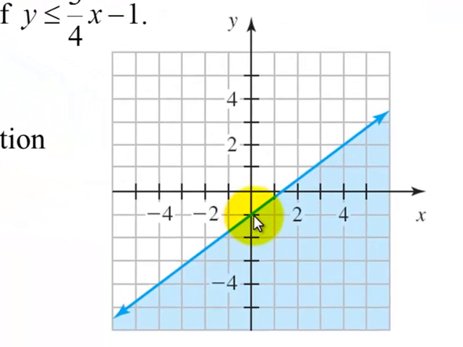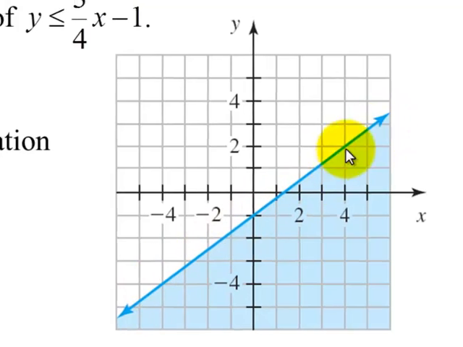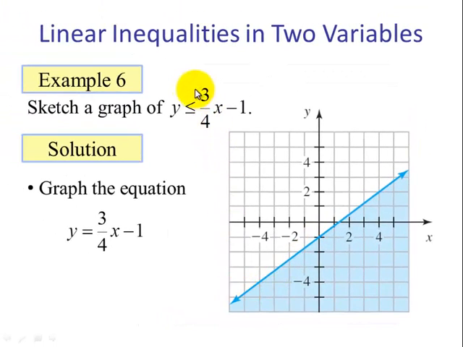So here we're at -1 on the y. That's our y-intercept. And then if we rise 1, 2, 3, and over 1, 2, 3, 4, we have our second point. We draw our equation. This will be a solid line because this is an equal to. And since this is a less than, it's all the points below this line.